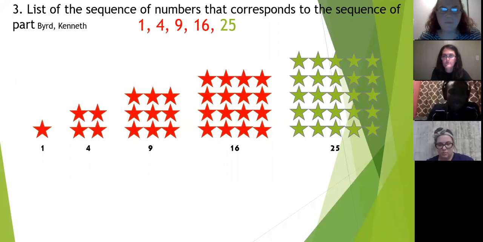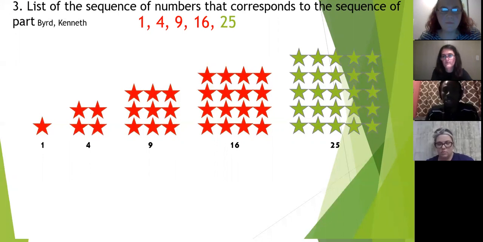Then it kind of hit me that, hey, it looked like they're adding to the difference. So it's 3, then 5, then 7. So let me try 9. And then it was 25. So I said, that must be it. And that seemed like it works in the sequence.